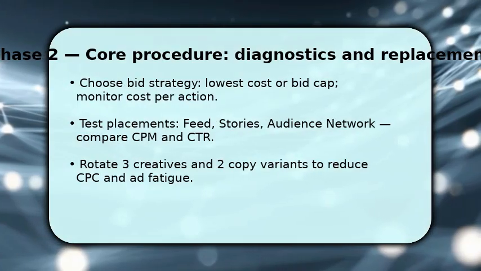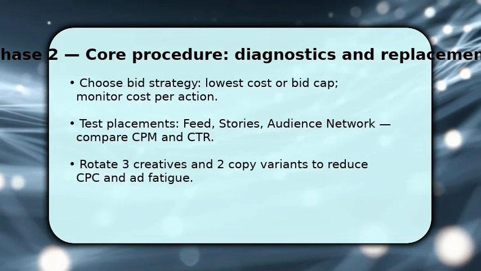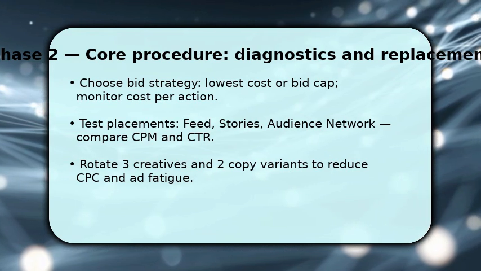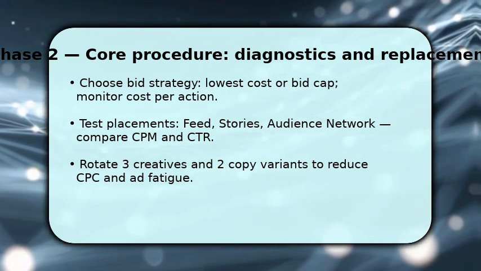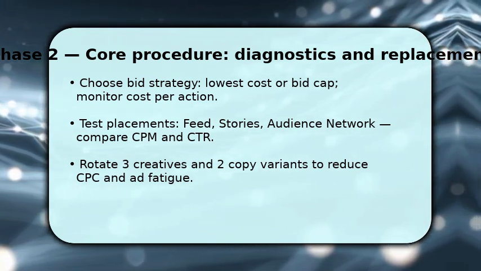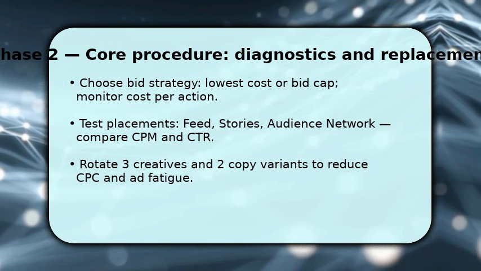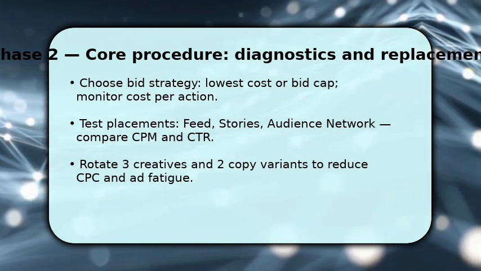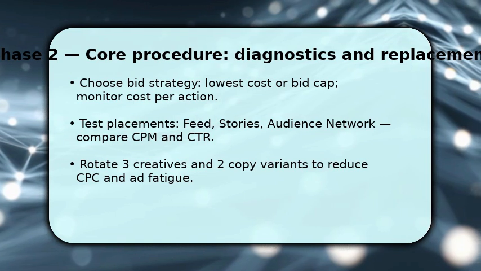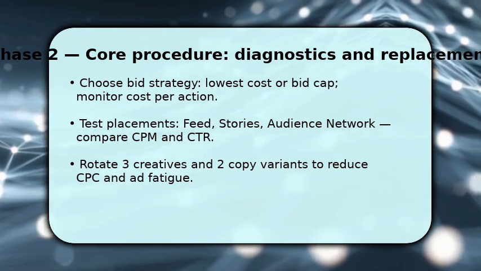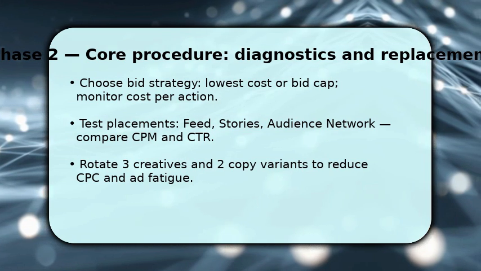Once basics are running, focus on controls that change cost most. Choose a bid strategy, lowest cost for learning, bid cap if you must cap CPA, and understand why each affects auction outcomes. Next, test placements. Different inventory yields different CPMs and CTRs, so split budget to measure effective cost per result.